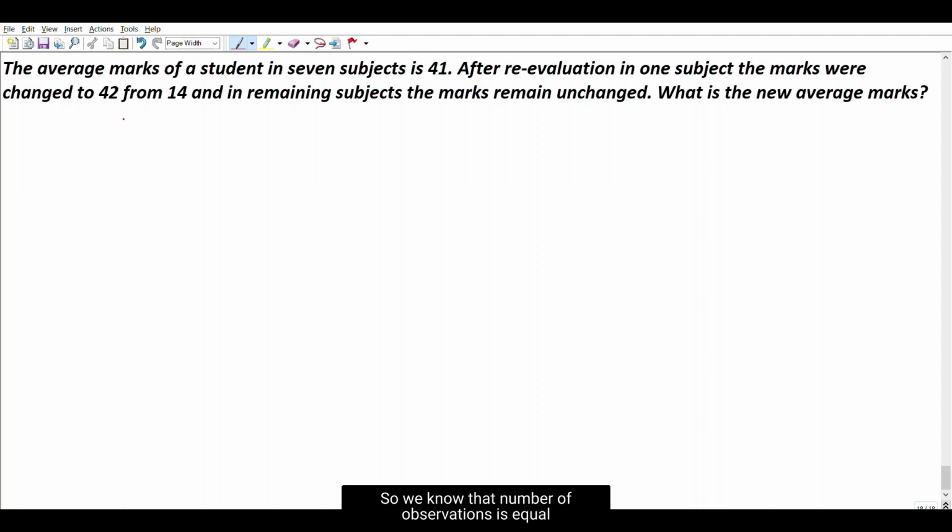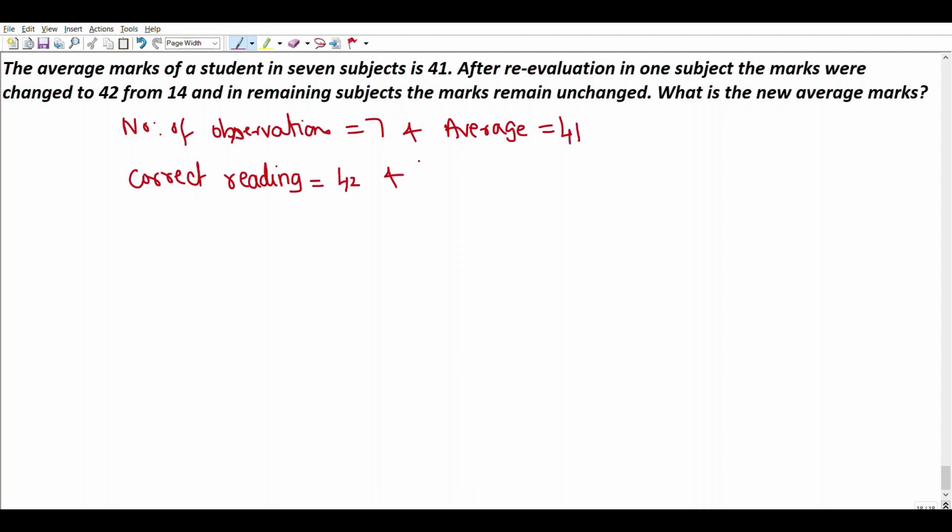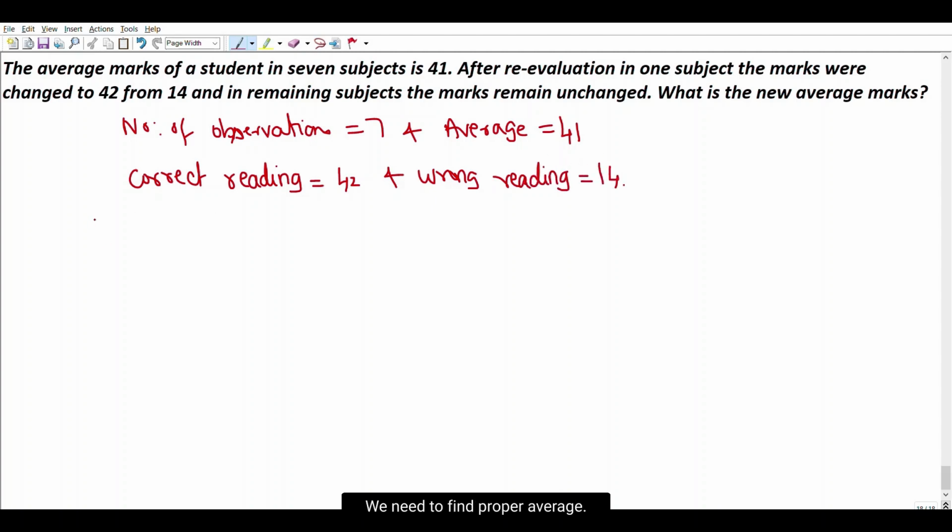So we know that number of observations is equal to 7 and average is equal to 41. So correct reading is equal to 42 and wrong reading is equal to 14. We need to find proper average.